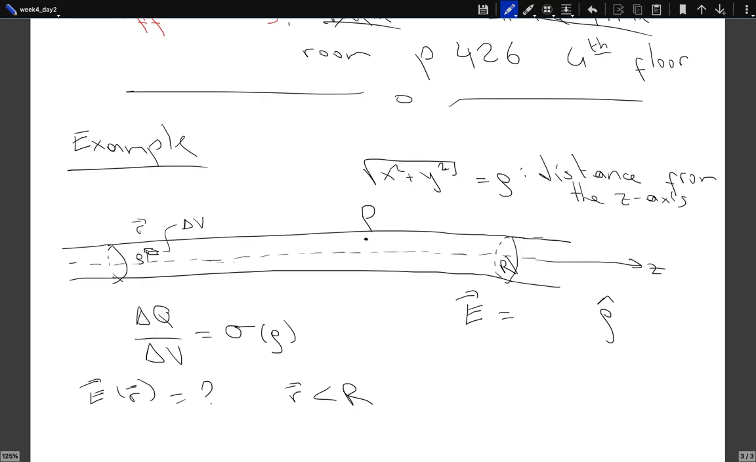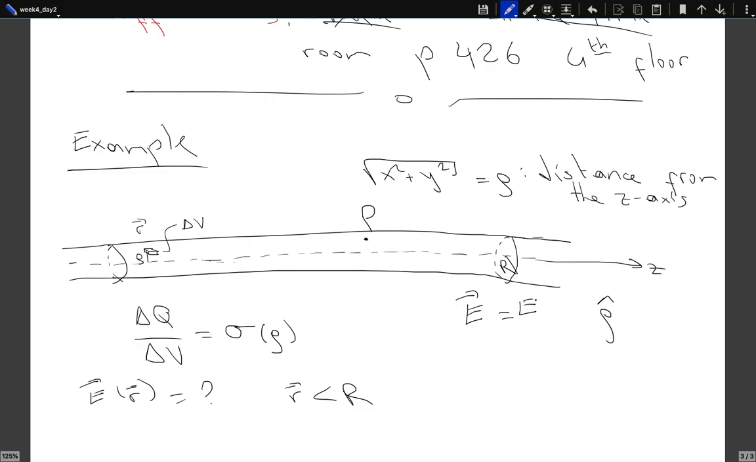Yeah, the charge density doesn't depend on phi. If I rotate my cylinder around the center, nothing changes. When I look outside, if I rotate it, nothing changes. But if I rotate it, I'm basically changing the phi coordinate of various points. So nothing should depend on the phi coordinate.